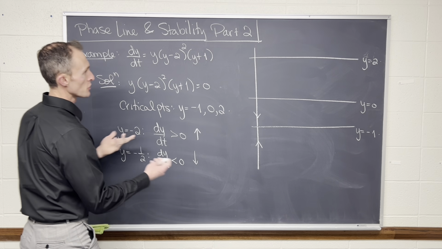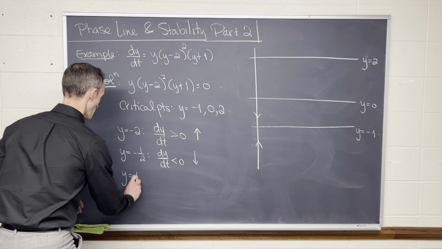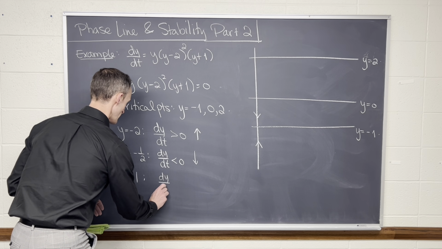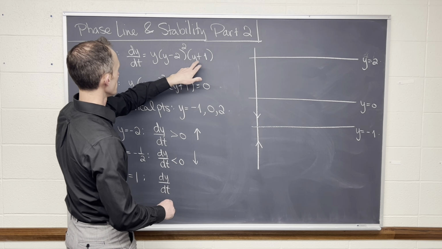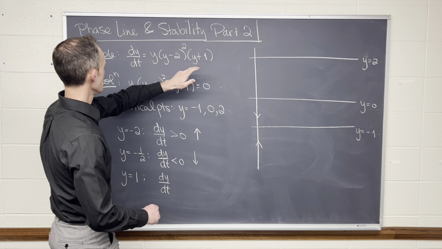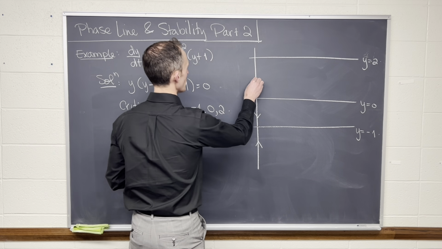Okay? If I choose a point above y equals 0, say y equals 1, then what is dy/dt in this case? Okay, so that's positive, positive, positive. Okay, so that's good. That's positive. So that's an upward arrow. So that's going to be an upward arrow here.